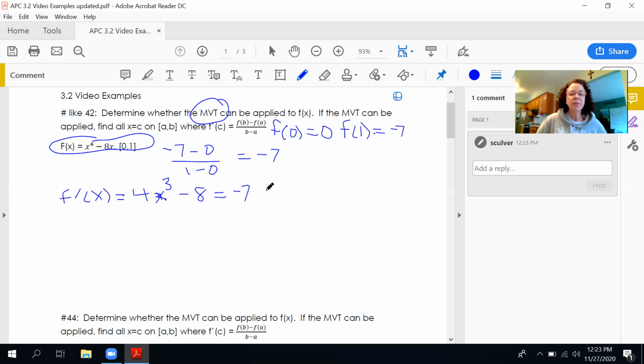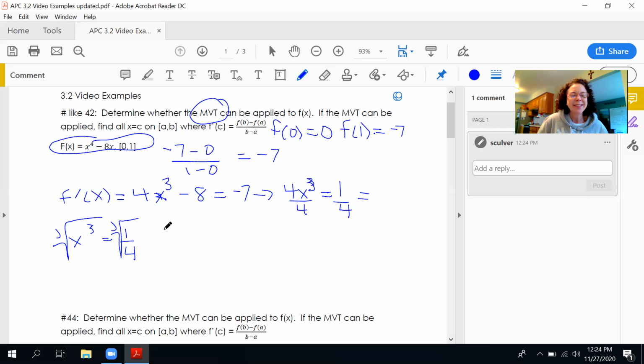And let's go ahead and solve for the x where that happens. I am first going to add an 8 to both sides. There we go. I'm going to divide both sides by 4. And I get x cubed equals 1/4. And I am going to take the cube root of that. There we go. That is the cube root there.